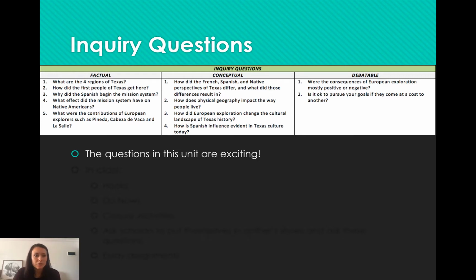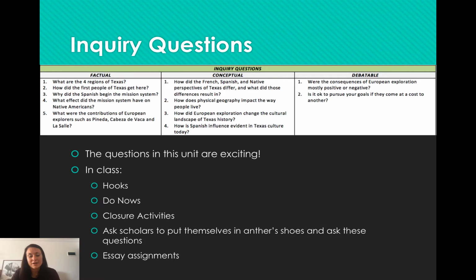And I wanted to give you just a couple of ways that you could tie these questions in your classroom. First, you can do it through hooks and do nows. I love hooks, so if you ever need help in creating a hook, you need a thought partner, call me. I love doing it. You can also embed them into closure activities, or you could ask a student to put themselves in someone else's shoes and then have them answer the question as if they were that person. So like ask a student to pretend that they were a member of the Karankawa Native tribe and then answer this question: is it okay to pursue your goals if they come at the cost to another? And see how their answer would be different than if you were just a student living in Dallas, Texas.